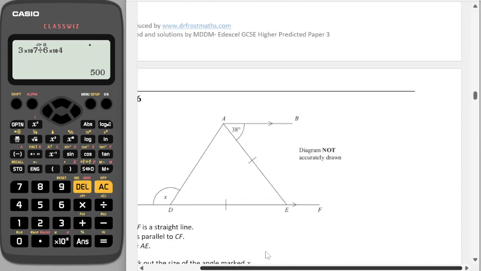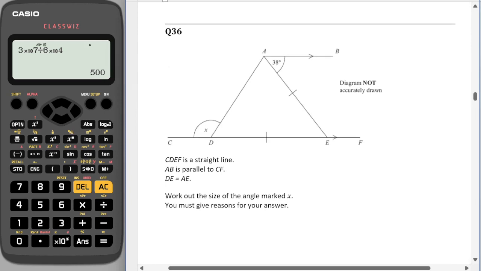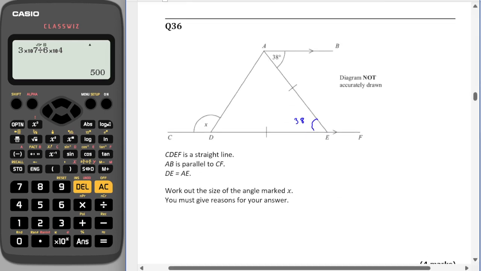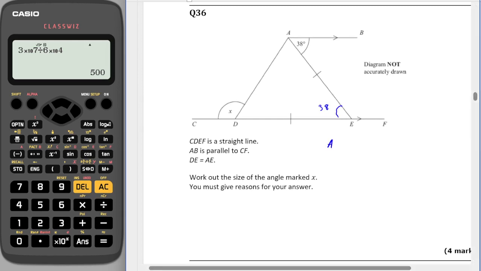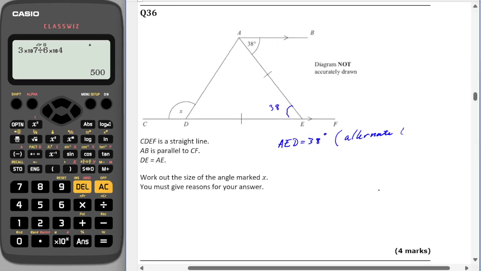Okay, question 36. So work out the size of the angle marked with the X. Okay, so we've got parallel lines here, so that angle there is going to be 38. You must give reasons for your answers. So I'm going to say that AED is equal to 38 degrees, and the reason being it's an alternate angle. So I'm going to say alternate to EAB.